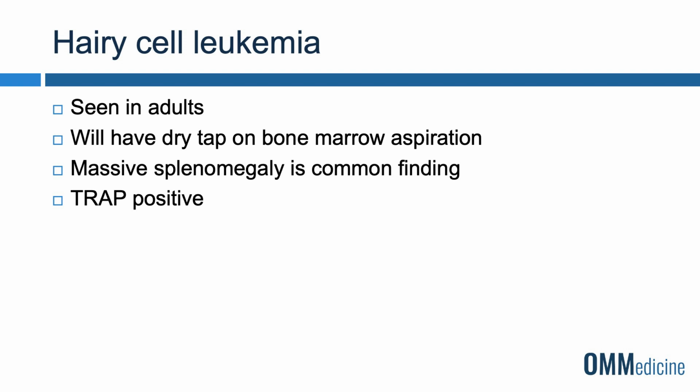And one of the key characteristics is that when trying to diagnose a patient with hairy cell leukemia, you will commonly do a bone marrow aspiration. And when you perform this, it will be a dry tap, meaning that you did not get any of the tissue that you wanted. And that's because the bone marrow has mostly been obliterated. Another common finding in patients with hairy cell leukemia is massive splenomegaly. Now, I know we mentioned splenomegaly is a common finding in most of them, but if it is extremely large, then it would raise suspicion for hairy cell leukemia. And then the last finding is that it is also TRAP positive.